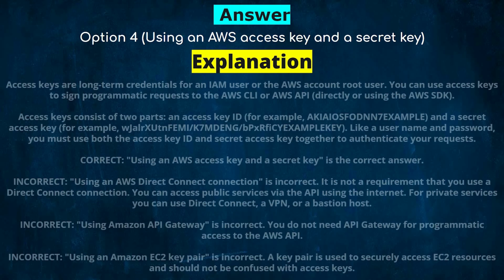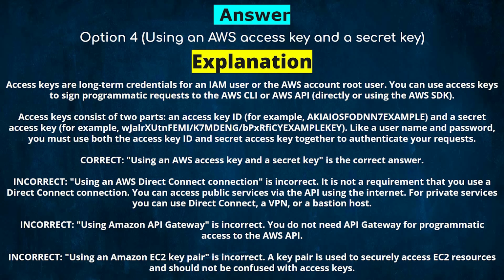Explanation. Access keys are long-term credentials for an IAM user or the AWS account root user. You can use access keys to sign programmatic requests to the AWS CLI or AWS API, directly or using the AWS SDK. Access keys consist of two parts: an access key ID and a secret access key. Like a username and password, you must use both the access key ID and secret access key together to authenticate your request. Using an AWS access key and a secret key is the correct answer.